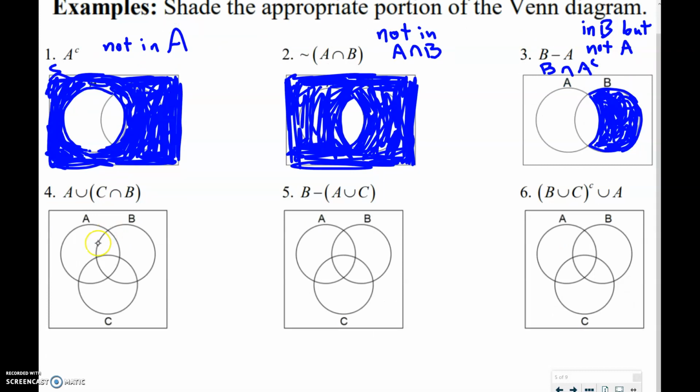We're going to now make it more complicated. Our Venn diagram now has 3 circles. We have circle A, which is here. We have circle B, and we have circle C.